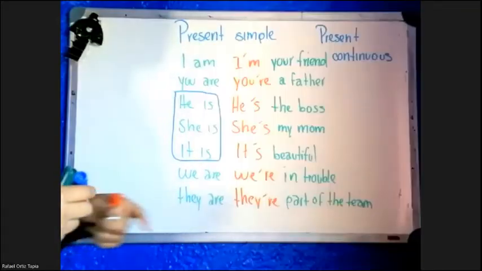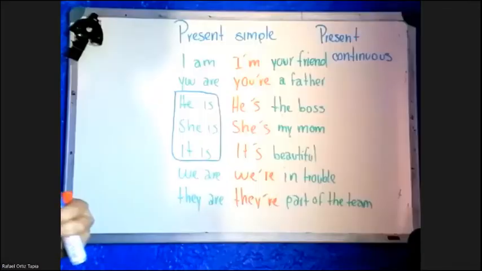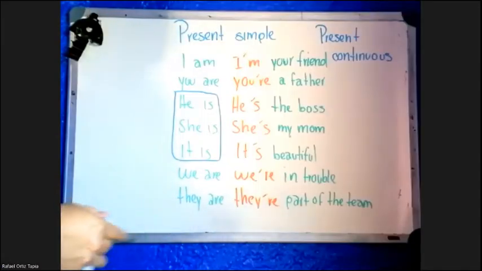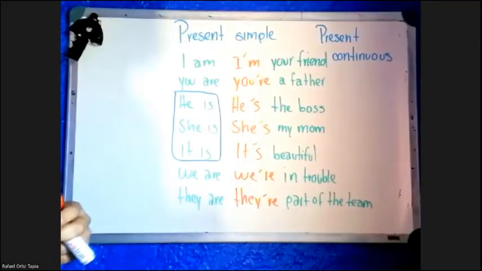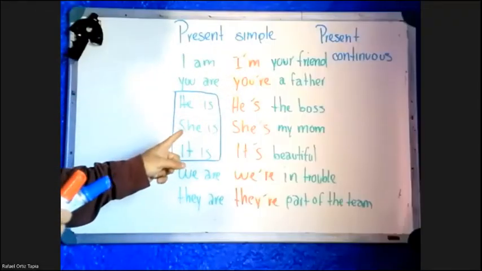Nosotros no somos parte del equipo. We're not part of the team. Tú eres parte del equipo. You're part of the team. Okay, so that's am, is, are in present simple. ¿Sale? Entonces, ahora, do you have any questions with this?